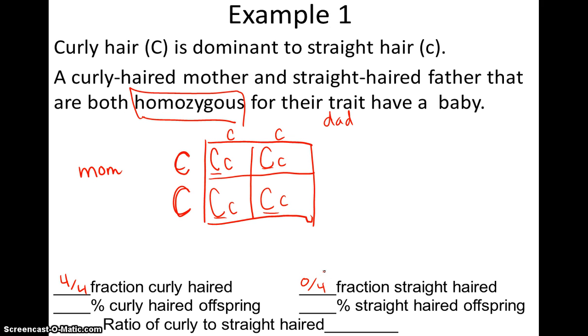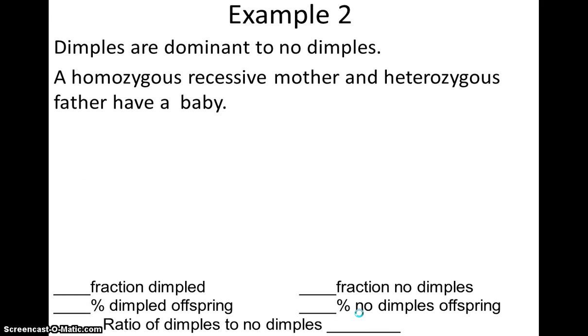Like I said, it's easiest to do the fraction first. The percentage 4 to 4, well, that's 100%, and 0% of them will be straight-haired. And then if we do a ratio curly to straight-haired, and you always do the dominant first in the ratio, it'd be 4 to 0. Okay, so we're going to look at one more here.